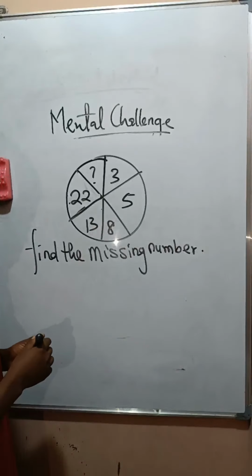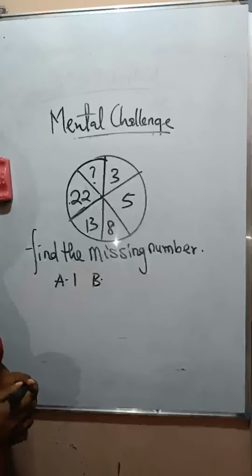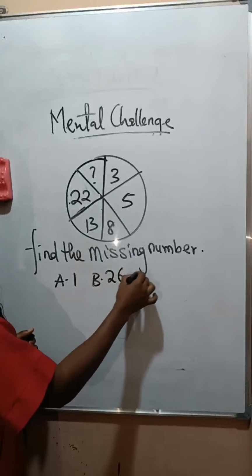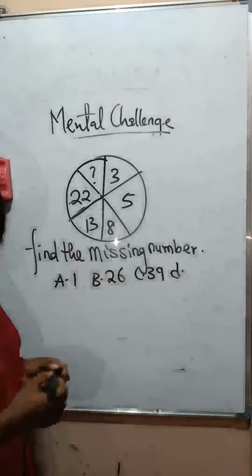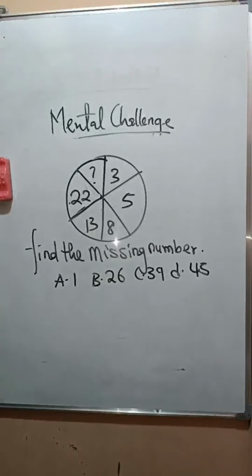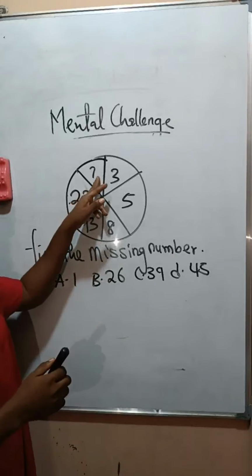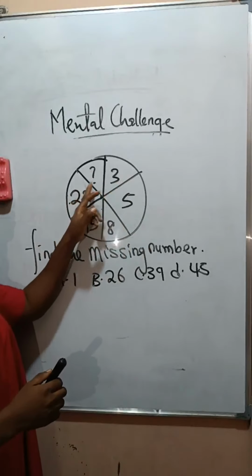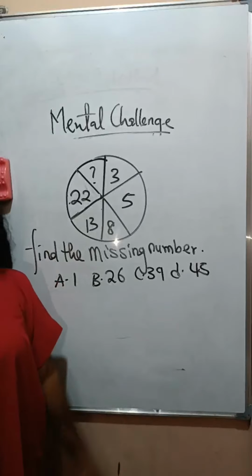Now we have option A is 1. Option B is 26. Option C is 39. Option D is 45. So we have a circle, and in this circle, this is missing. We have 3, 5, 8, 13, 22, and we are asked to find the missing number. So we have these as the options.